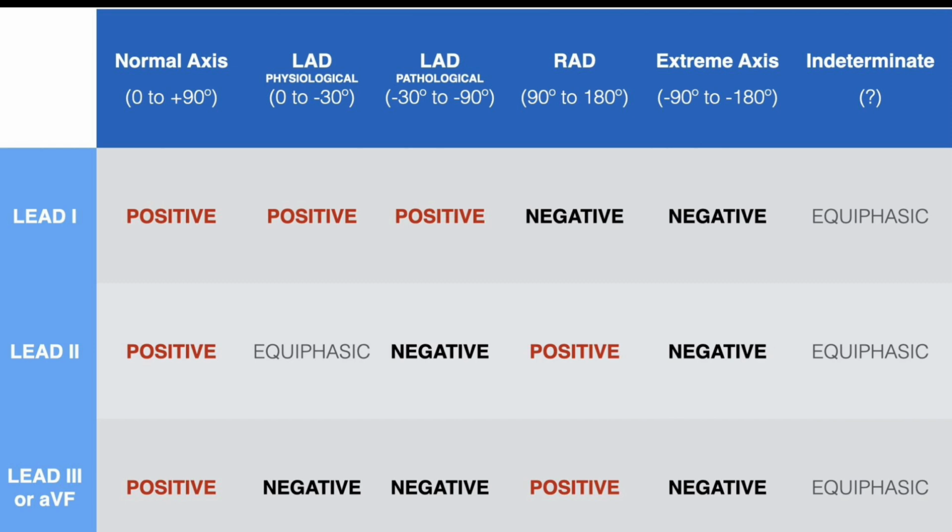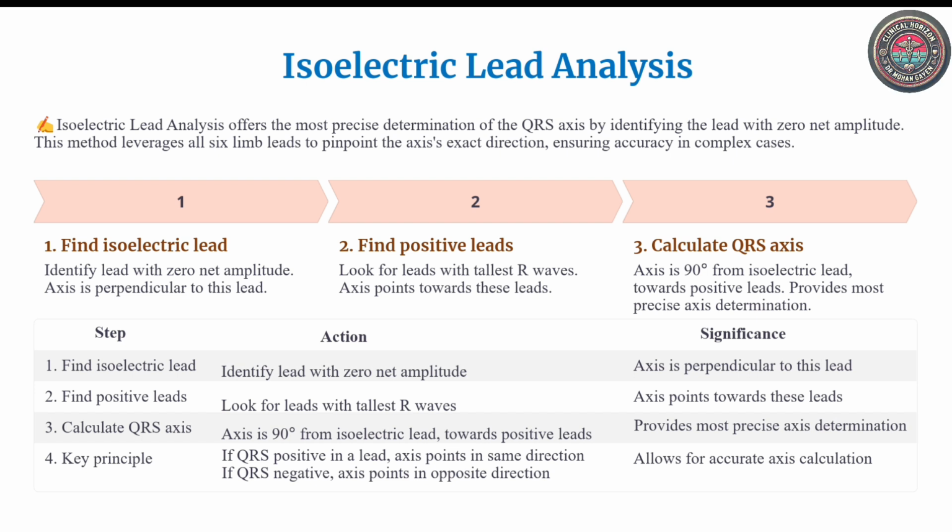Isoelectric lead analysis. Another method for axis determination is the isoelectric lead analysis, which provides an even more precise calculation of the axis. The steps to perform this analysis are as follows. Find the lead with an isoelectric QRS complex. This is the lead where the R wave and S wave are of equal height. Locate the perpendicular lead to this isoelectric lead on the hexaxial reference system. Check the polarity of the perpendicular lead to determine the exact axis direction. This method is particularly useful when the axis falls on borderline values, and more precision is required.